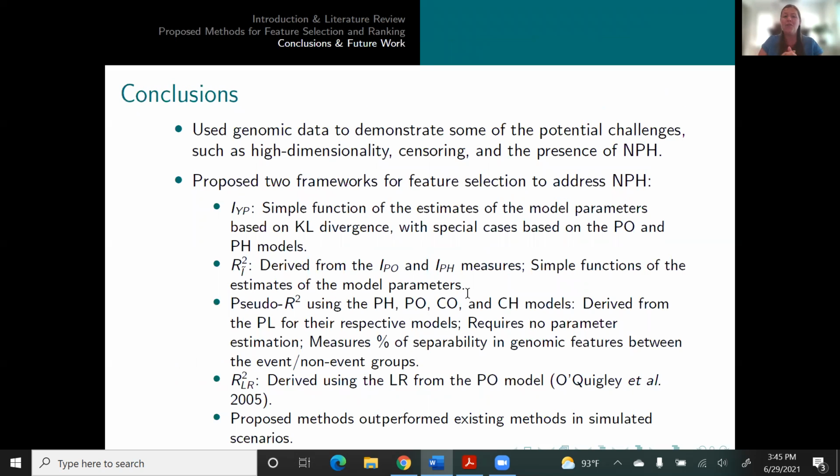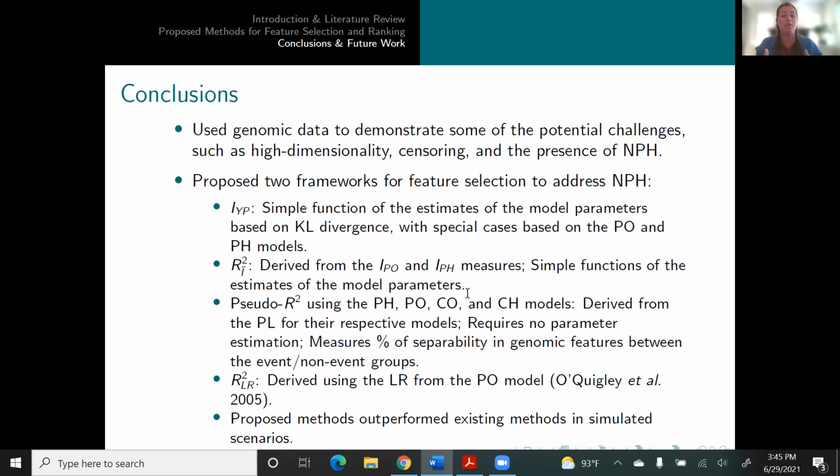And now I'm just going to conclude. So ultimately what we've done is we used genomic data to demonstrate some of the potential challenges, such as high dimensionality, censoring, and the presence of NPH. We then proposed 2 frameworks for feature selection to address NPH. We looked at IYP, which is a simple function of the estimates of the model parameters based on KL divergence, as special cases based on the PO and PH models.